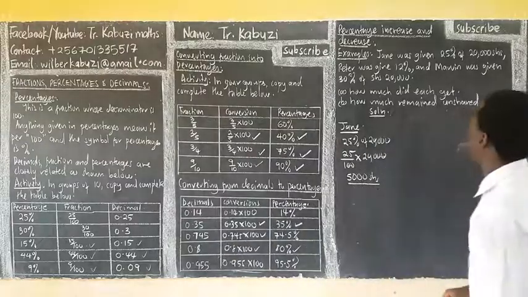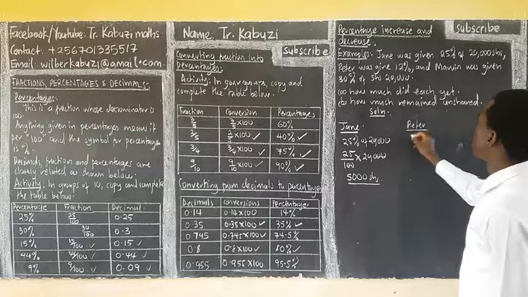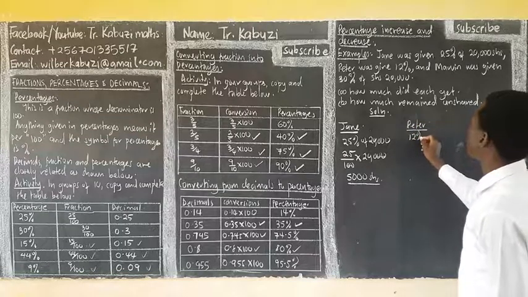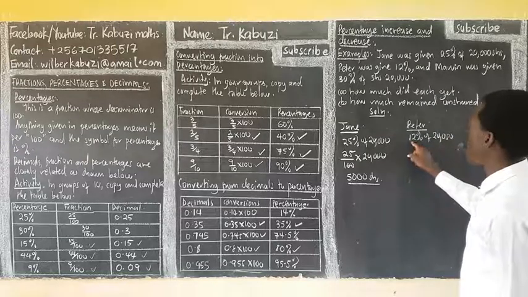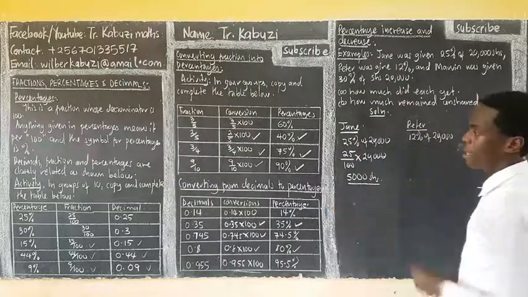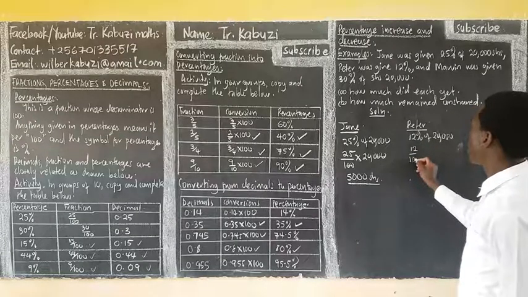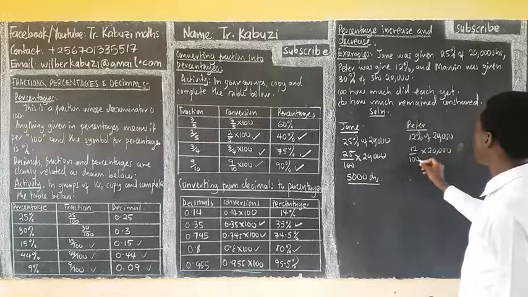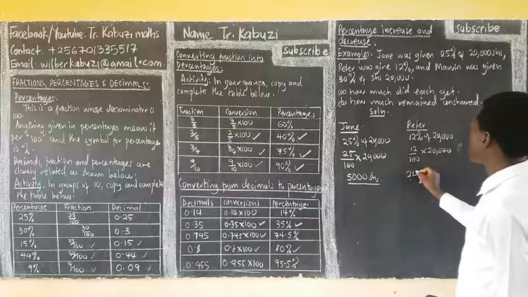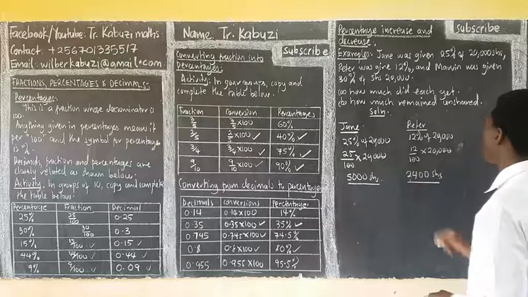So we come to Peter. Peter got 12% of 20,000. Now we write this as a fraction. So this is 12 over 100 times 20,000. See, these two are going to go away. By this we get 2,400 shillings. So this is what Peter got.